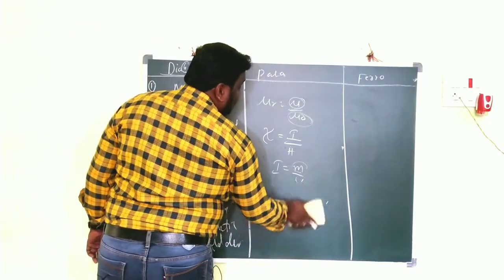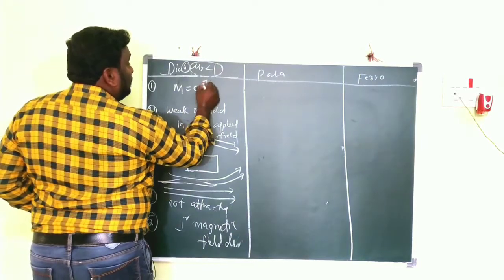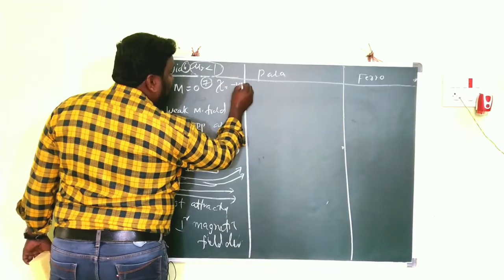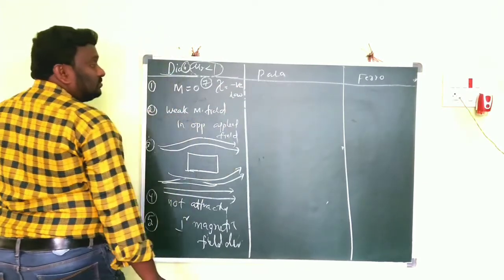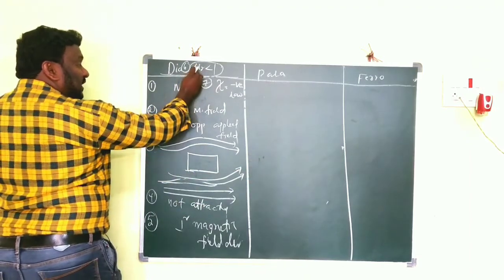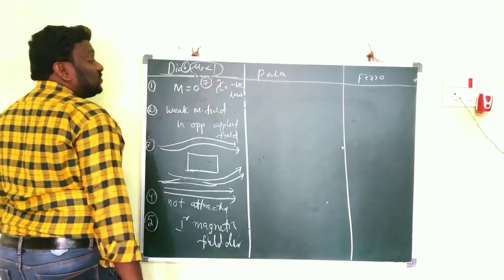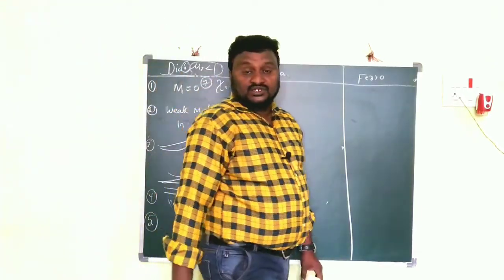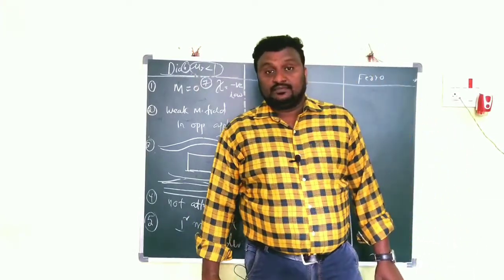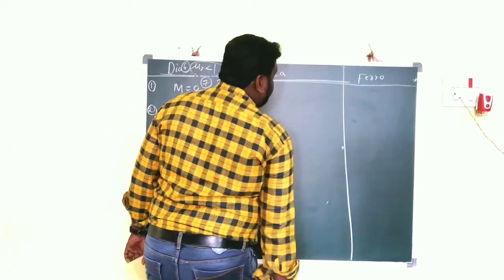Why I am explaining this is, in case of diamagnetic substances, susceptibility value is negative and that should be low. Clear? For diamagnetic substances, mu r, relative permeability value is less than 1 and susceptibility is negative and its value is low. Clear? So these are the diamagnetic substance properties. Clear? And next children, paramagnetic substances.